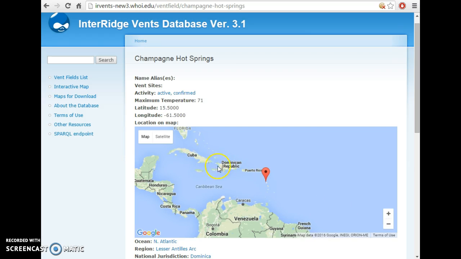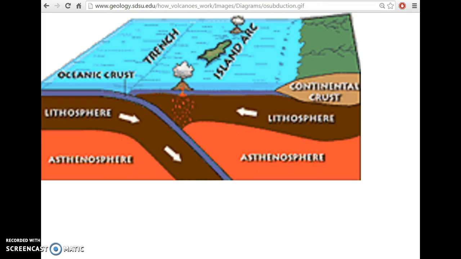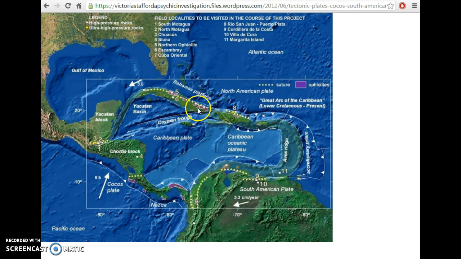So here's Cuba, Dominican Republic, Puerto Rico, and then these islands right here are called the Lesser Antilles. So that's where they're found, and then I had to do a little bit more searching to find a tectonic map of the Caribbean, and then it showed me more about how these islands were formed.